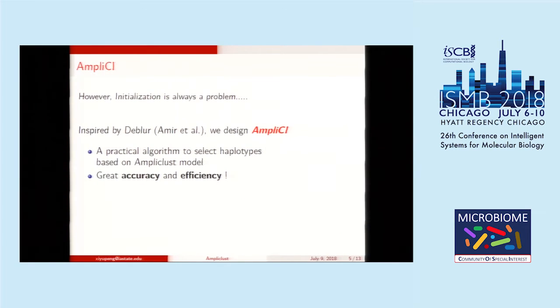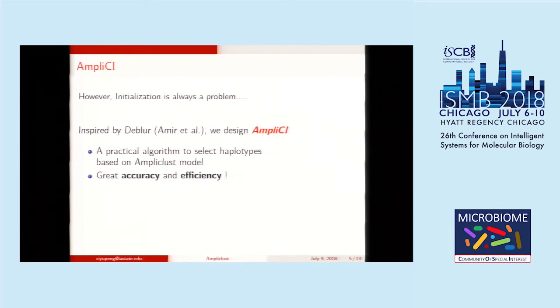However, there are still a lot of problems for the mixture model, and it's really easy to get into a local optimum. Okay, the model is perfect. If we give a very good start point, we will have amazing results. However, it's really hard to find that start point. So we are inspired by Deblur, and we designed Ampliclust. Actually, it was designed as the initiator of the Ampliclust model, but later we found its high accuracy and efficiency, and it already has better performance than other algorithms.